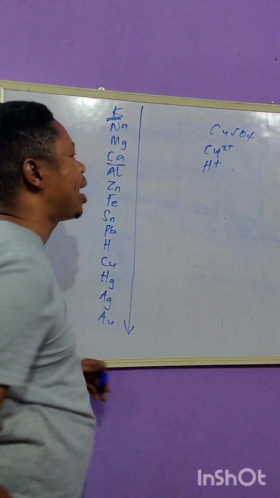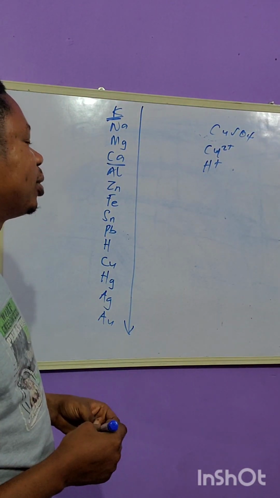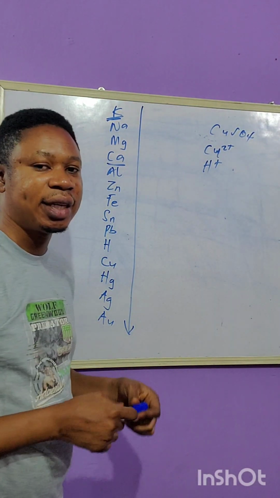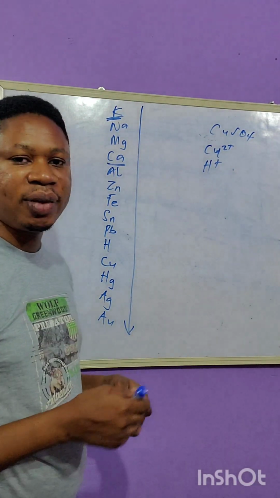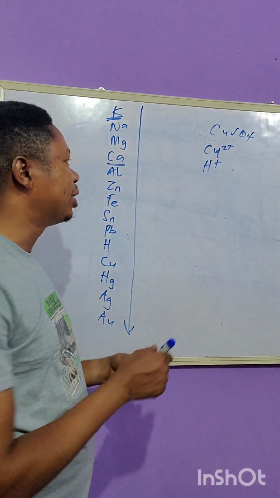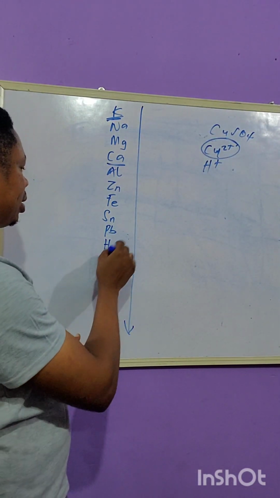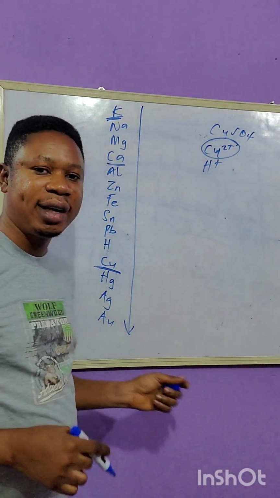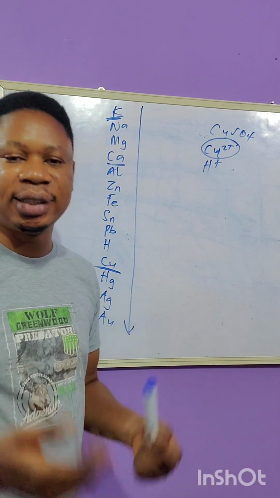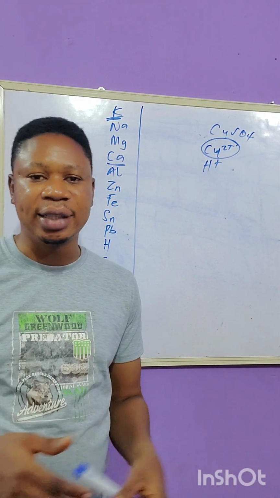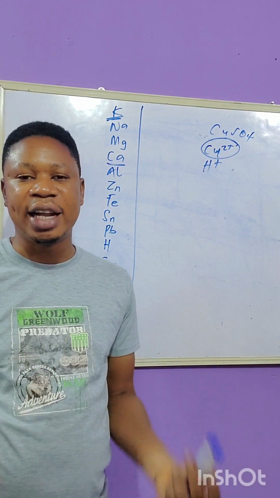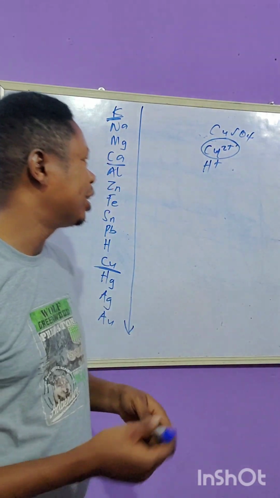So that means if I have copper sulfate solution, and my cations are Cu2+ and H+, which of them will be discharged? You can see it is copper that will be discharged, because copper is lower than hydrogen in the chemical series. So the ions that are lower are discharged, while those that are higher are left in the solution. Now that's for your cations.